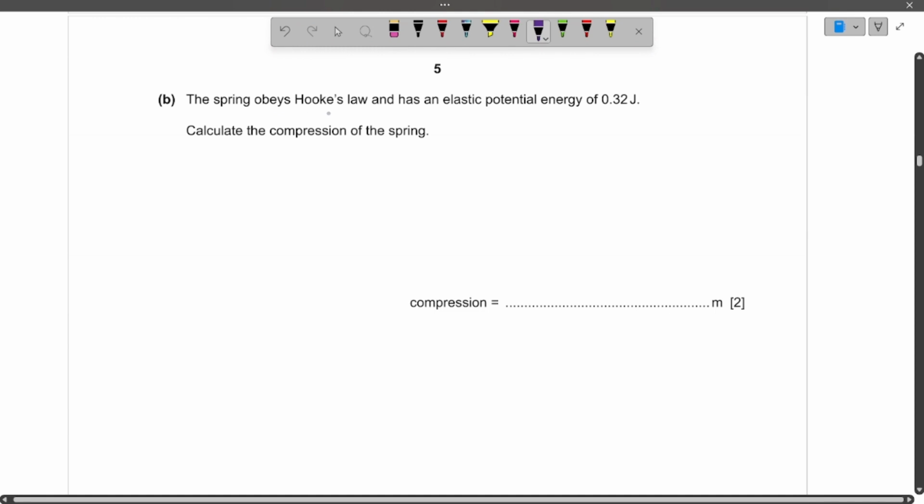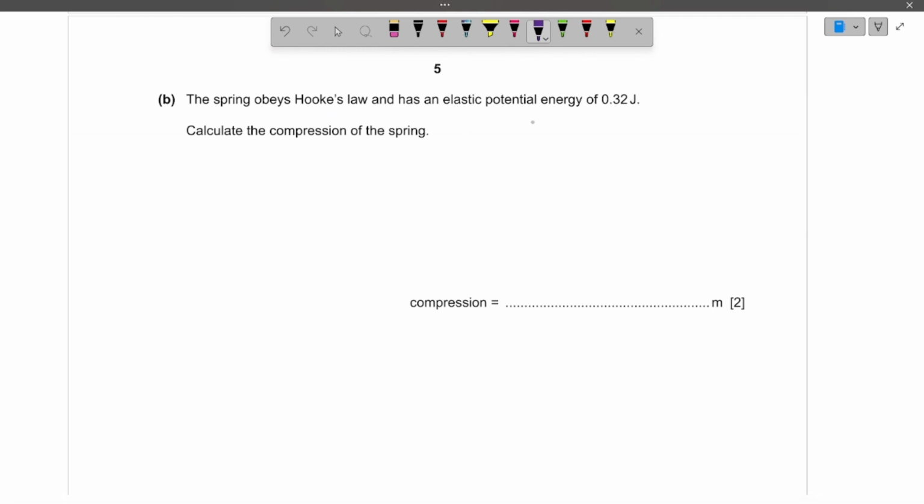The spring obeys Hooke's law and has an elastic potential energy of 0.32 joules. Calculate the compression of the spring. So you need to memorize or use the formula sheet given. The energy stored in a compressed or extended spring is given by this formula, E is equal to half Fx. F is the force acting on the spring, x is the compression or the extension. Here you need to find this x value. So please rearrange this formula. So x would be equal to 2 multiplied by the elastic potential energy, divided by the force exerted.